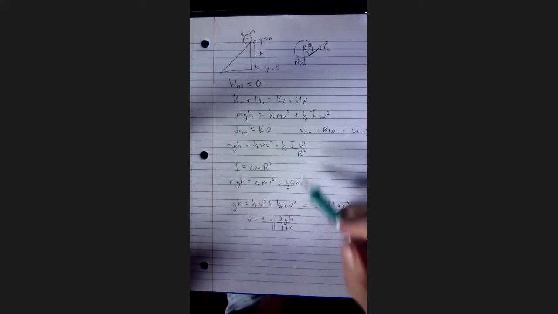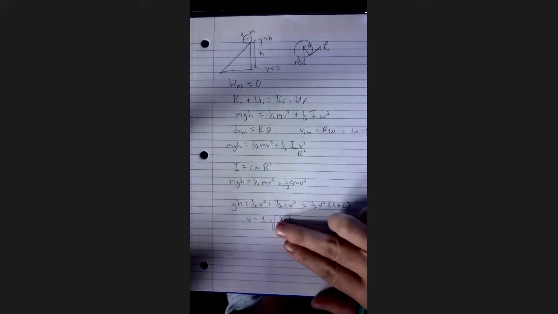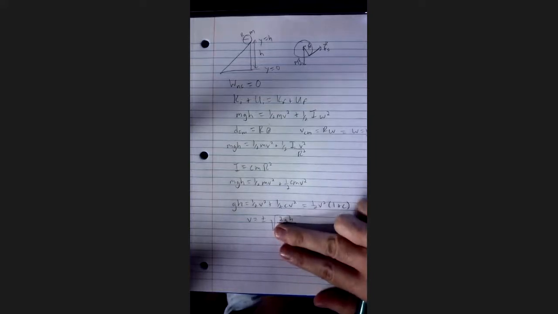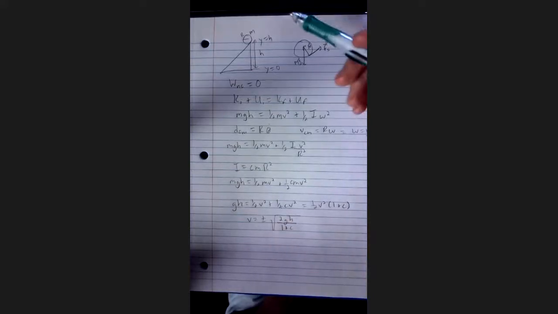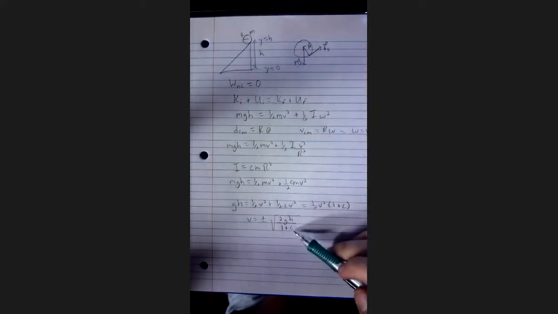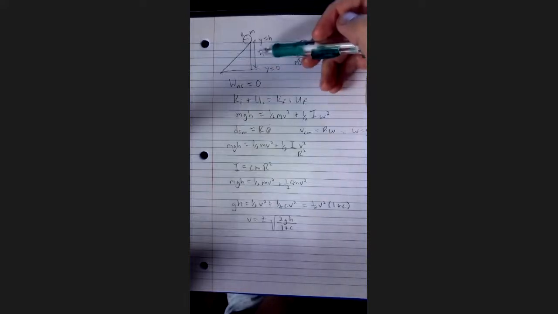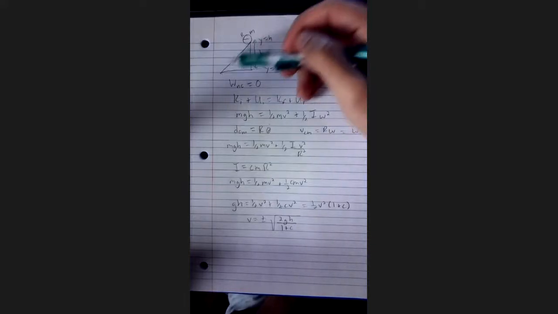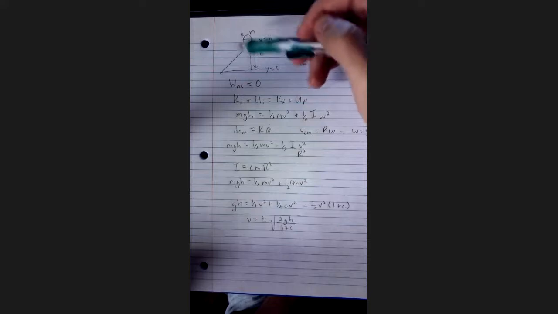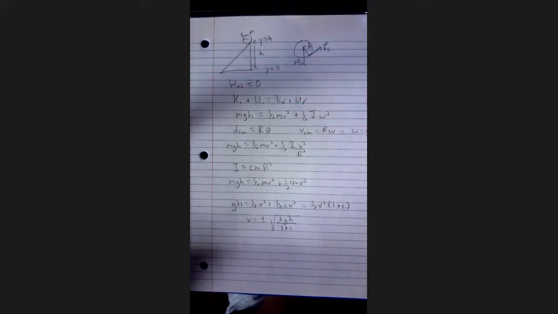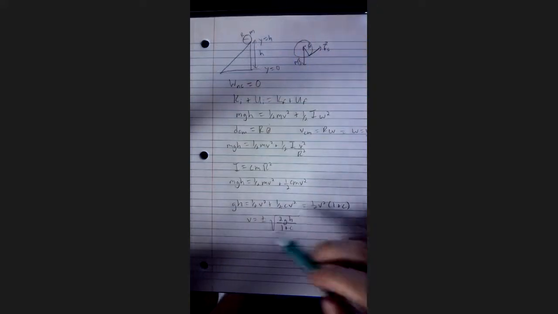So notice if our c was 0 here, in other words, if our object had no moment of inertia, then we would have just gotten square root of 2gh, which is the same velocity for an object that just slides down an incline. So it moves slightly slower because we have this c here. And that's because some of the potential energy has gone not only into translating the mass, but also causing the rotation.